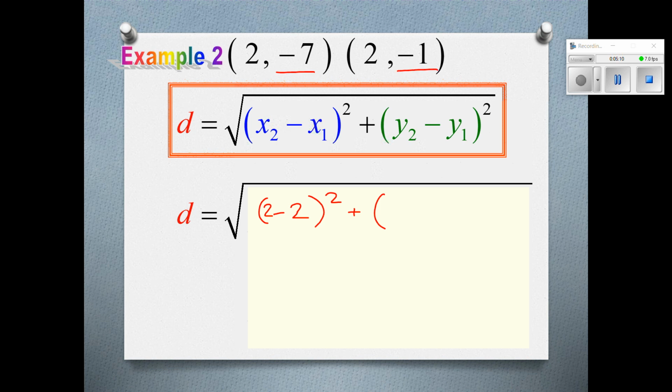So we can do negative 7 minus a negative 1. So look right here, we're subtracting a negative. So we add the opposite, or do our click, click. All of that is squared. Now, 2 minus 2 is 0, so we're going to have 0 squared.